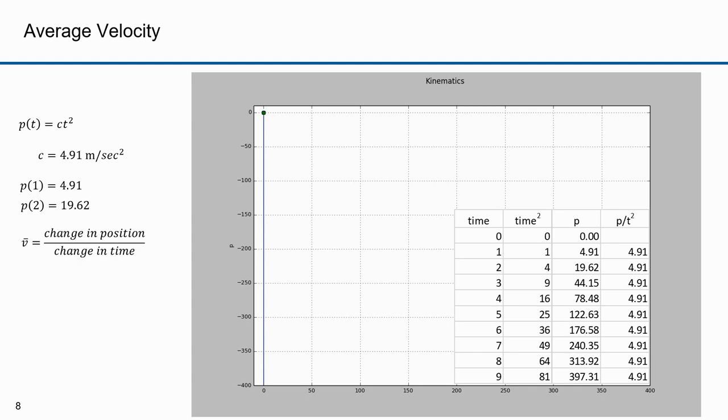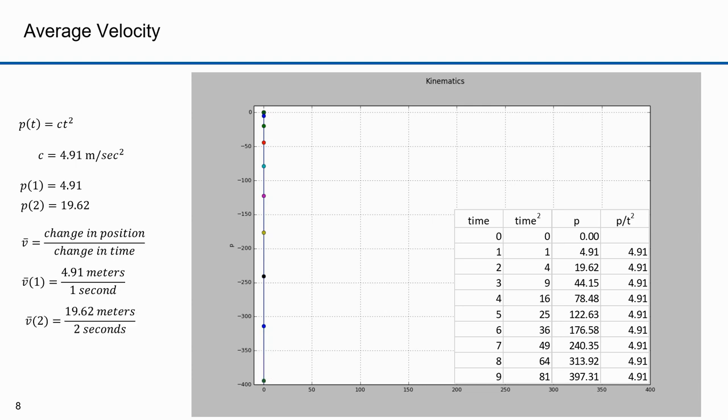We use V to denote velocity. V with a bar over it denotes average velocity. The average velocity is the change in position over the change in time. The average velocity at 1 second is 4.91 meters per second. The average at 2 seconds is 19.62 over 2 seconds, which equals 9.81 meters per second. The average velocity keeps increasing.